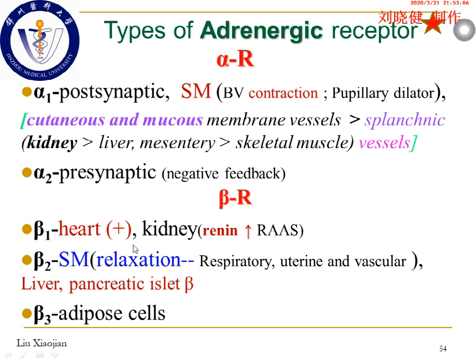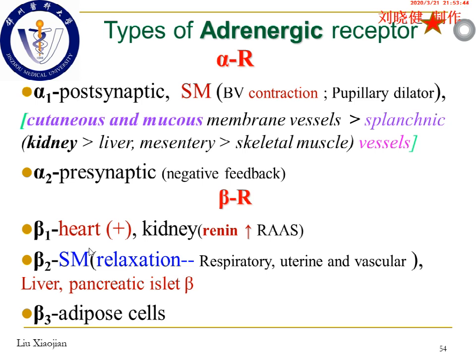And the beta receptor includes 3 subtypes. Beta-1 is mainly in the heart and kidney. In the heart, once it is activated by epinephrine or norepinephrine, it often induces a positive effect on the heart. It means it has a stimulant effect on the heart: increased heart rate, increased contractility, increased cardiac output, increased AV conduction. This is a positive effect on the heart.